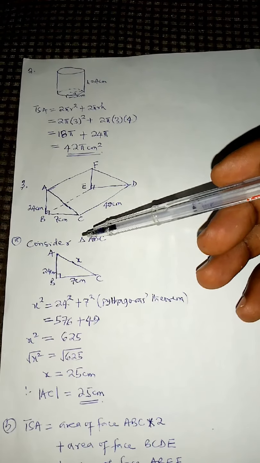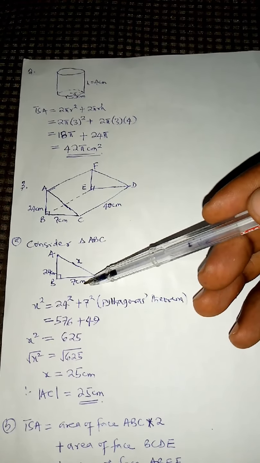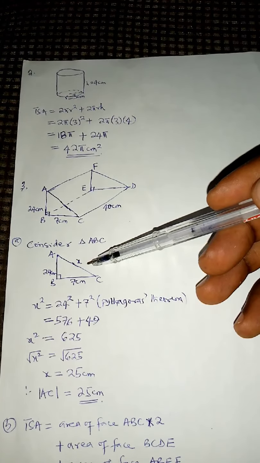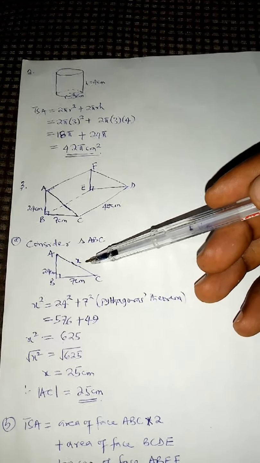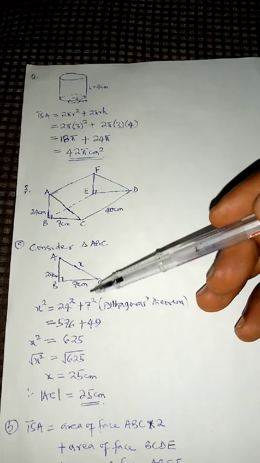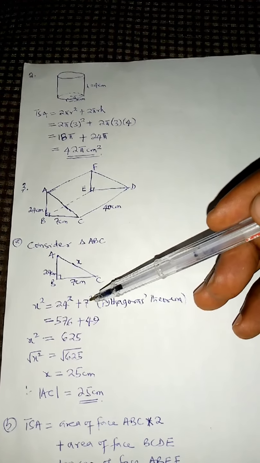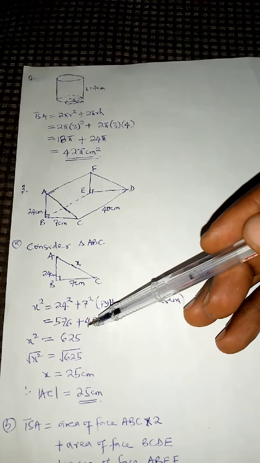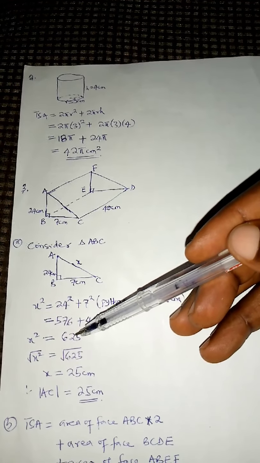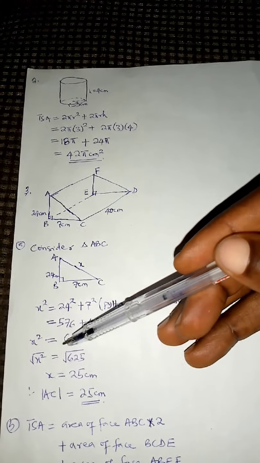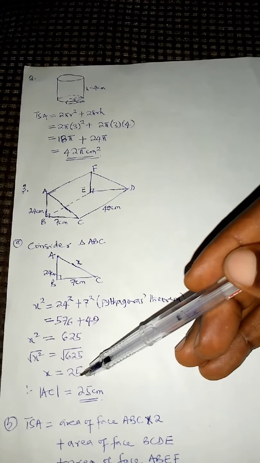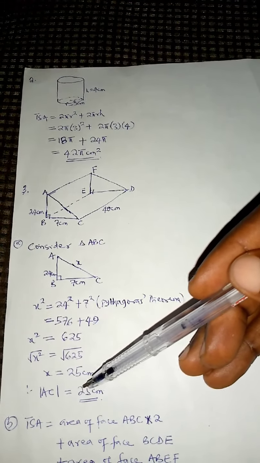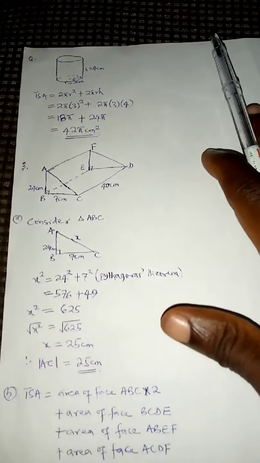Bring out triangle ABC. Use Pythagoras theorem. AC is our hypotenuse. Using your Pythagoras theorem, you say x squared is 24 squared plus 7 squared. 24 squared is 576, 7 squared is 49. 49 plus this is 625. Take the square root of both sides, and x becomes 25 cm. Therefore, length AC is 25 cm.